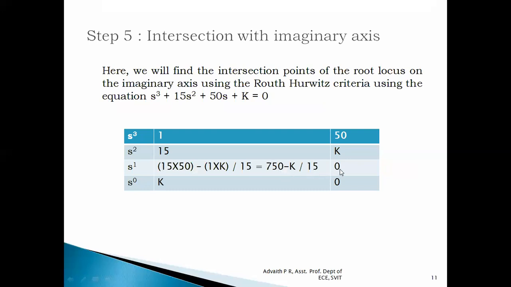The next value will be 0. Next, the value for this s to the power of 0 will be 750 minus k divided by 15 into k minus 15 into 0 is 0, divided by 750 minus k divided by 15, which will give us k. The next value is 0.